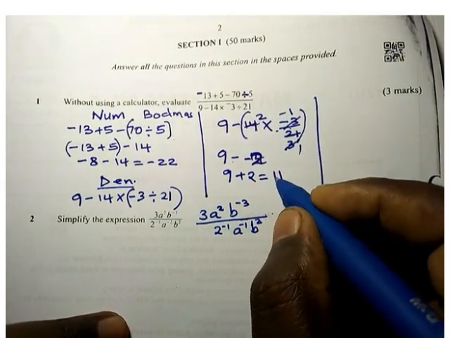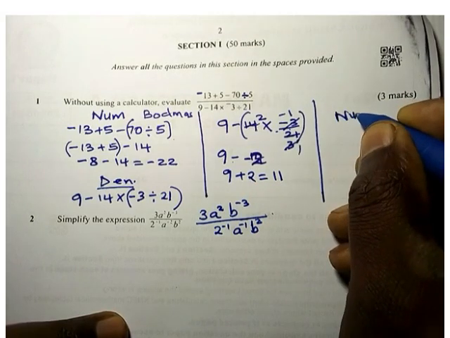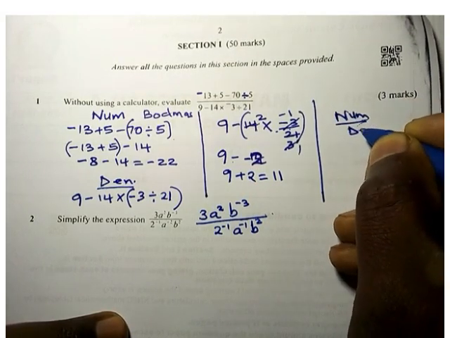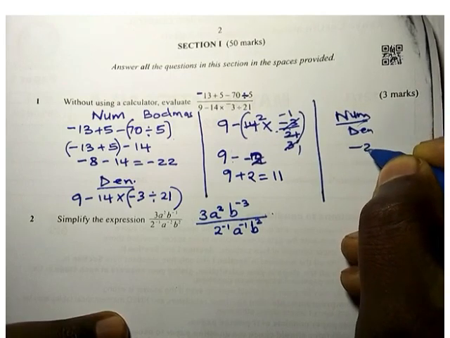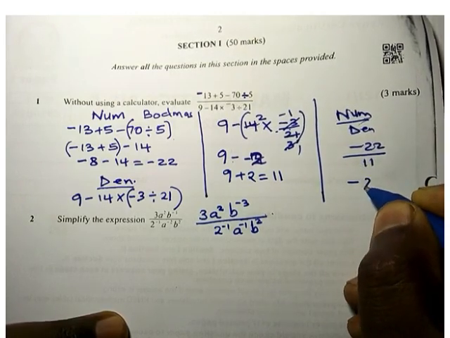So our answer from the denominator is 11. Now the numerator divided by denominator, that is negative 22 divided by 11, and the answer is negative 2.